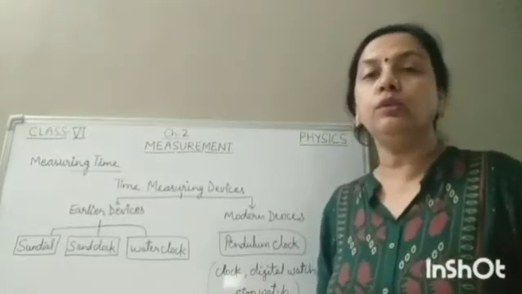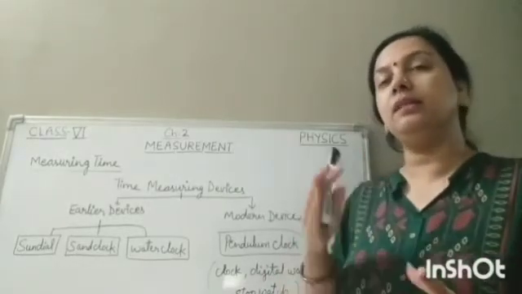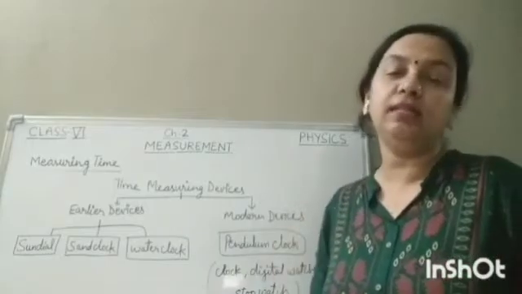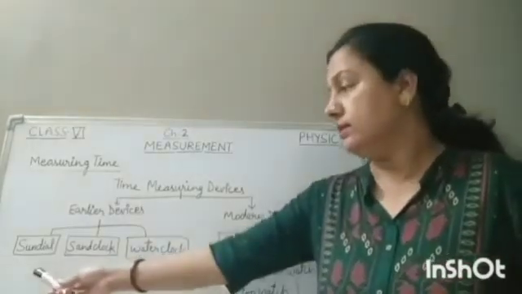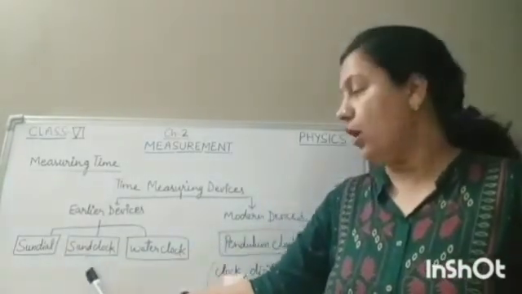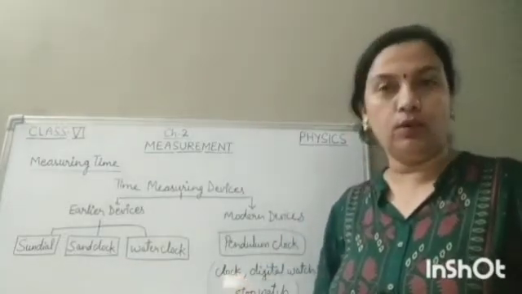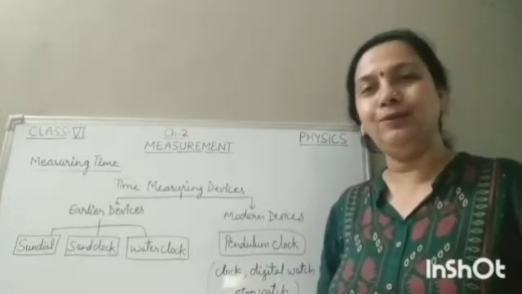Some of the most important time measuring devices used in ancient time were sundial, sand clock and water clock. Let us know about these devices. An early device for measuring time was referred to as sundial. A sundial measures time by the position of the shadow cast by the sun.